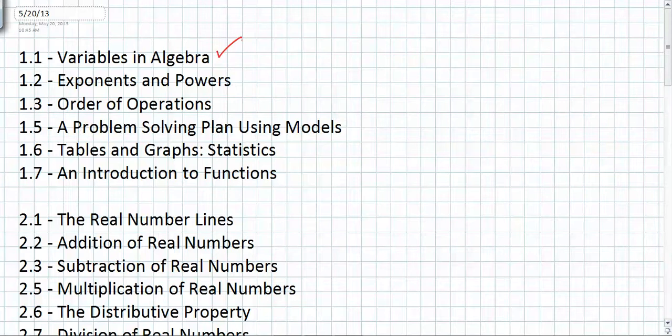Exponents and powers. Raising things to a power. 3 squared, what's that? What's the power in 3 squared? 2. What's the base? 3. Yeah, you got it now.